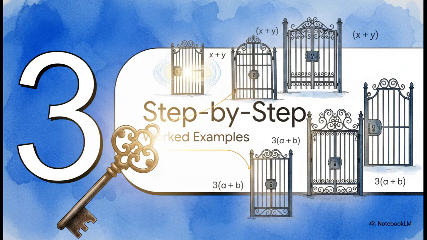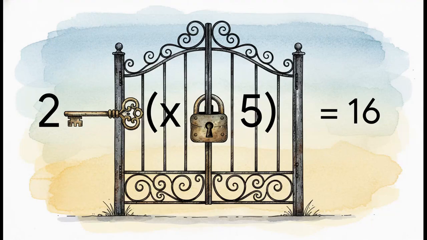All right, enough talk. Let's actually put this key to use and unlock some of these gates. We'll start with a nice basic example and then work our way up. Okay, here's our first problem. 2 times the quantity x plus 5 equals 16. See that? Our variable x is trapped inside that locked gate.